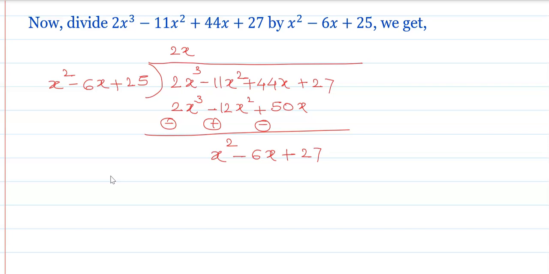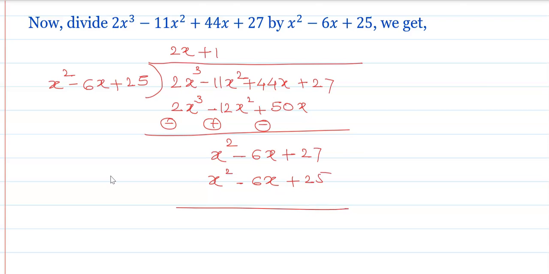Again we need x square here, so by what will we multiply this x square? We will multiply by 1. Every time we think about how to get this first term. This first term and this first term. To get the x square, we have to multiply here x square by 1. Therefore, 1 into x square, you will get x square. 1 into minus 6x, you will get minus 6x. 1 into 25, you will get 25.